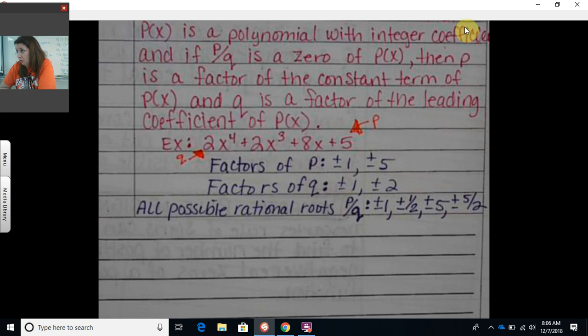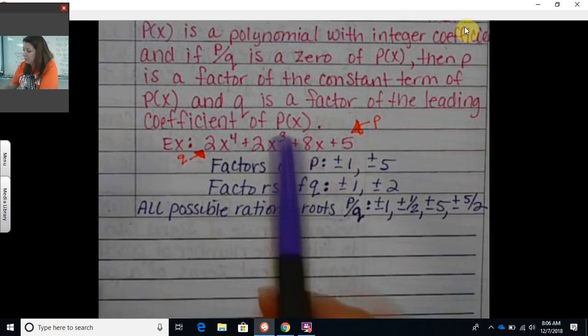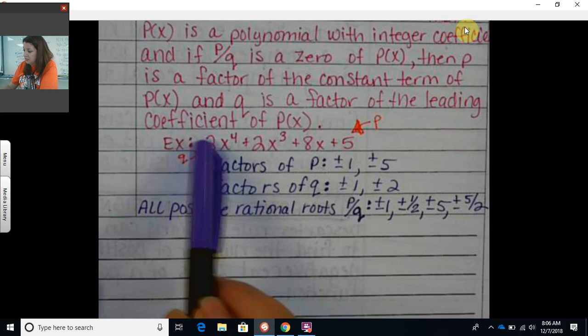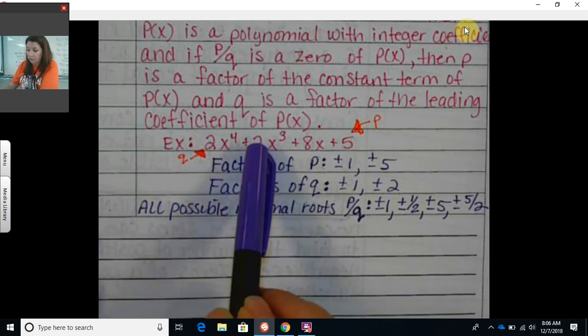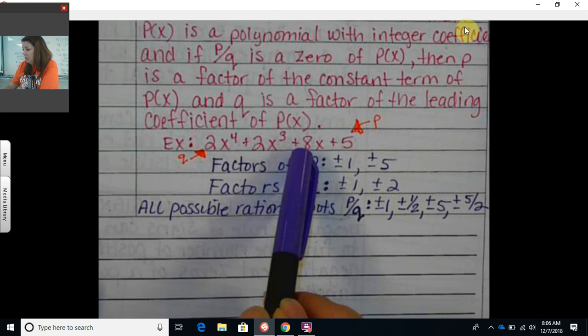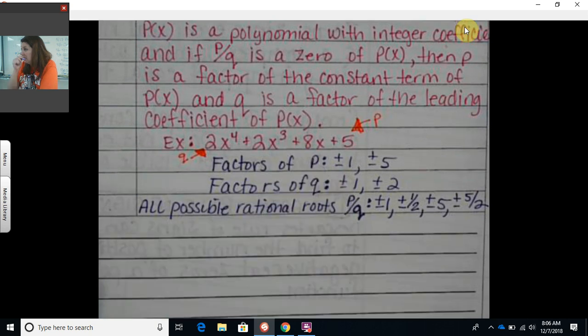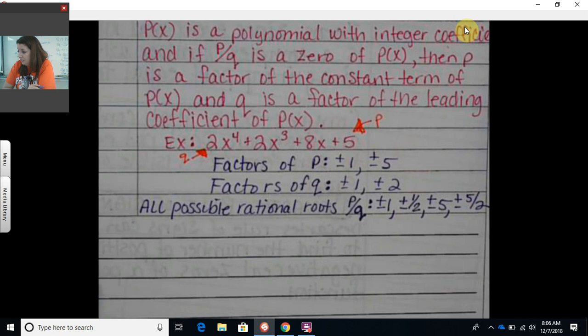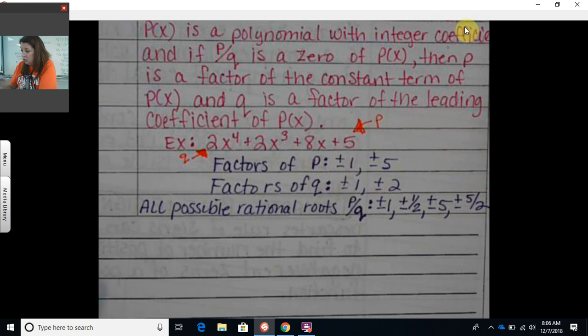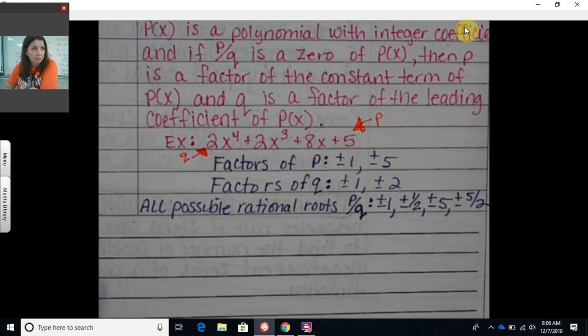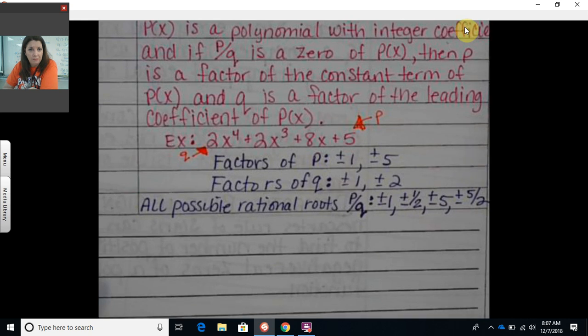How many sign changes do we have? Your first term's positive. Positive to positive. Is that a sign change? No. Positive to positive. Is that a sign change? Positive to positive. We don't have any sign changes. So that means we will not have any positive real zeros. So if I were going to test this out, all of the positive numbers, I wouldn't even try because I'm not going to have any positive roots, so they're not even going to make the list. Okay? We're not solving this one.